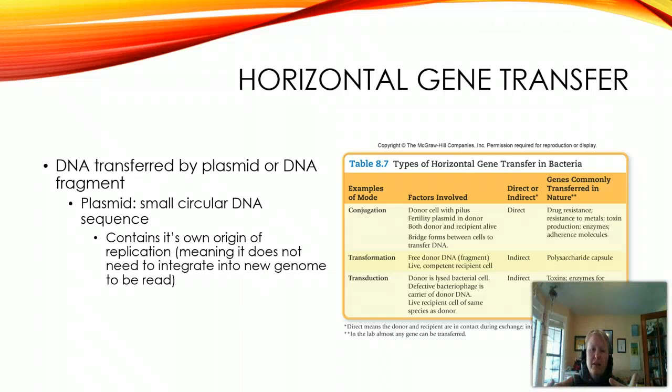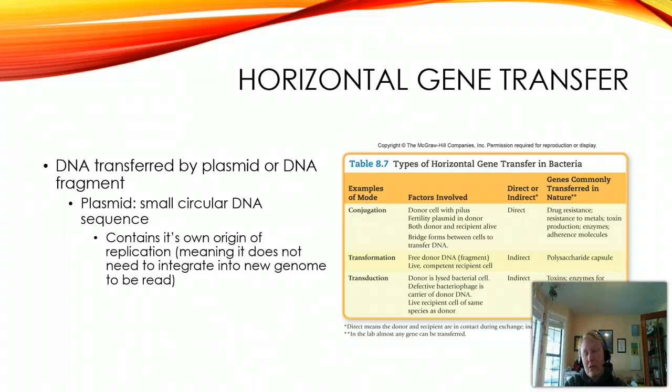Now there are two ways that horizontal gene transfer will occur, either through a plasmid, which remember is a small circular piece of DNA, or fragments of chromosomes. So either one of those can be used to pass that information. Now one important aspect about plasmids is that they contain their own origin of replication. This means that it doesn't have to be fully incorporated into the host cell's genome in order to be read. So plasmids have a little bit more of an advantage in that aspect.